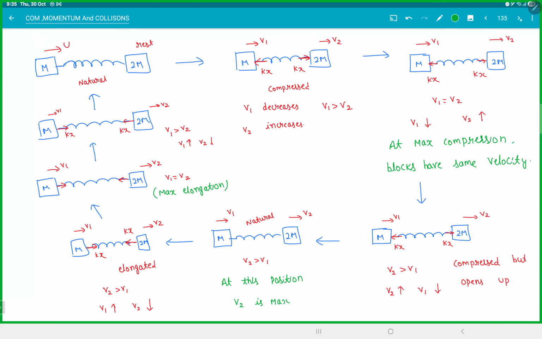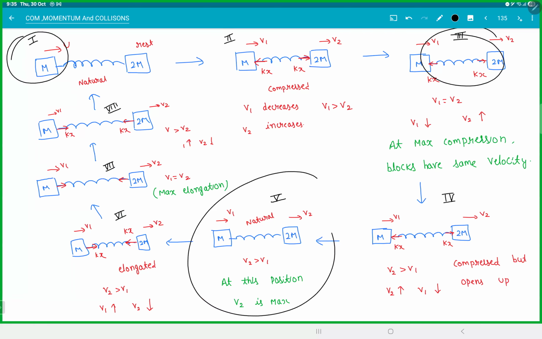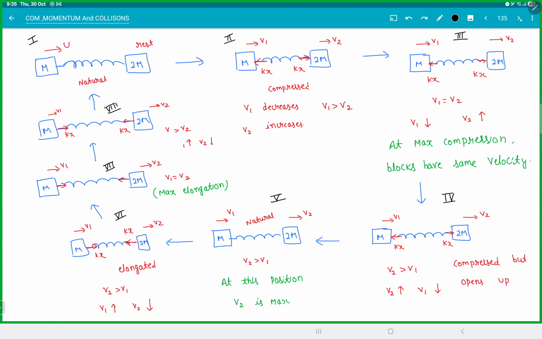This is state 1. This is state 2, state 3, state 4, state 5, state 6, state 7, and state 8. So if you see in this, we are more interested in state 1, state 3, and state 5. Do you guys remember we did something like this in work power energy? This is what I was saying. You should know exactly what is happening where. Please have a look at this picture there. So you should know what is happening with the block at any point of time.